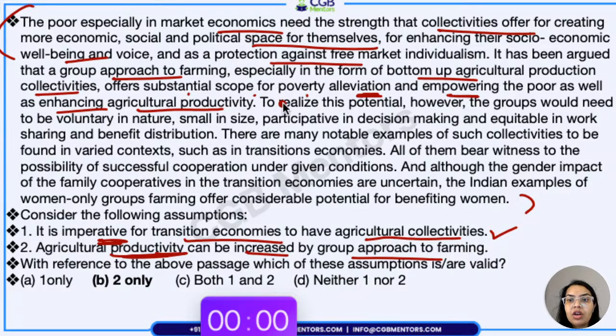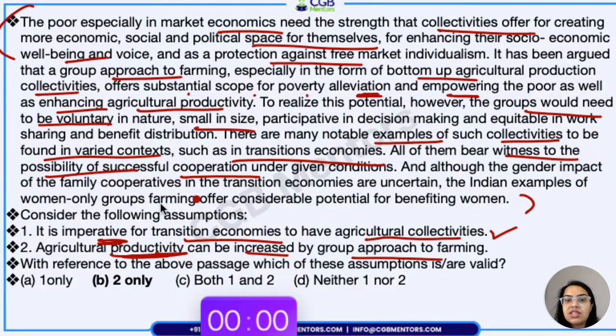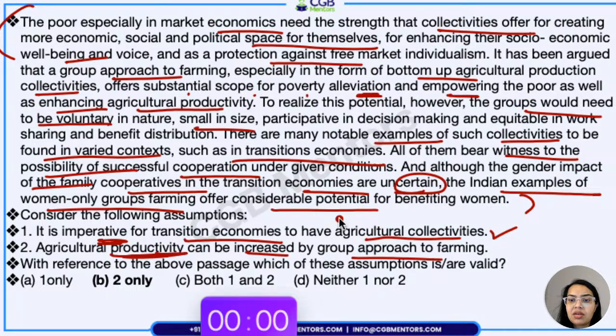To realize this potential, the groups would need to be voluntary in nature, small in size, decision making, and all this should be there. There are notable examples of such collectivities to be found in varied contexts, such as transition economies. All of them bear witness to the possibility of successful cooperation. And although the gender impact of the family cooperatives in the transition economies is uncertain, the Indian examples of women only group farming have considerable potential for benefiting women. So the author is basically explaining how working in collectivities can ultimately help.